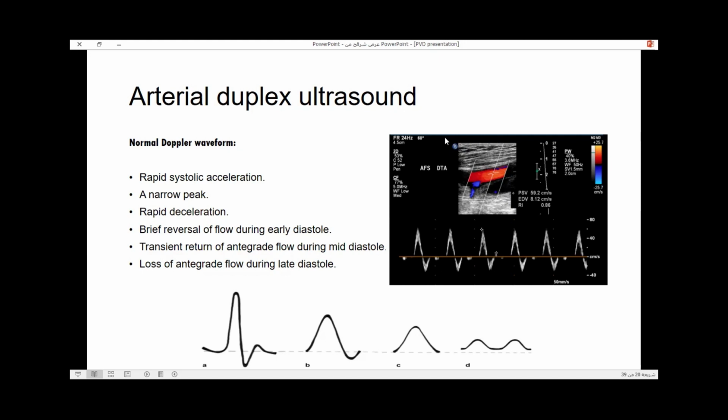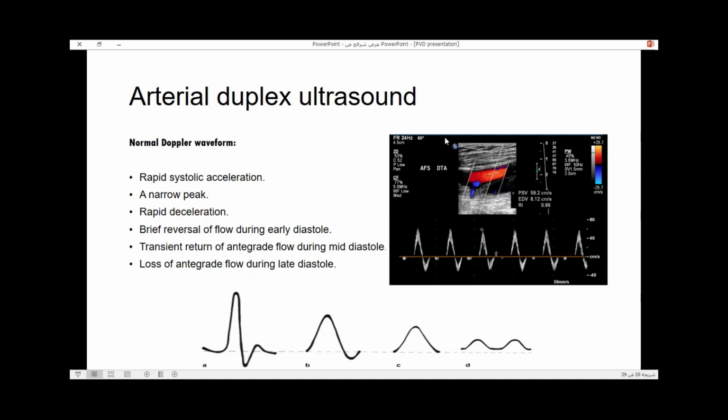The last 2 patterns are monophasic, but the one in picture C has a higher upstroke. We call it higher resistance, and D is lower resistance, but it is monophasic. We have no diastolic flow, earlier or later.